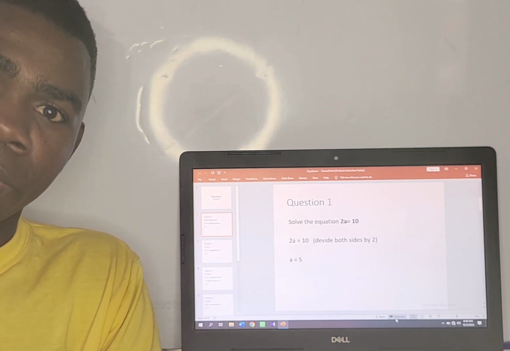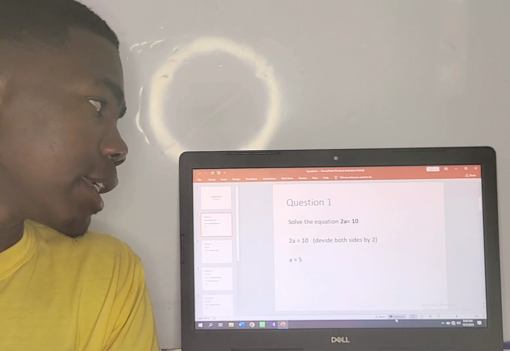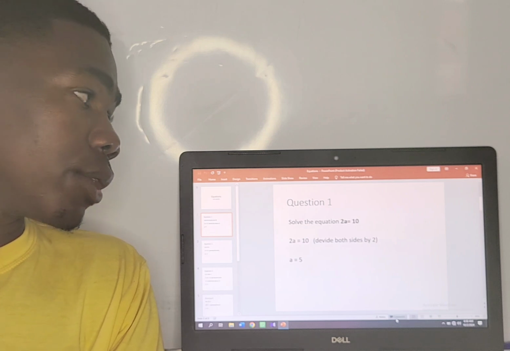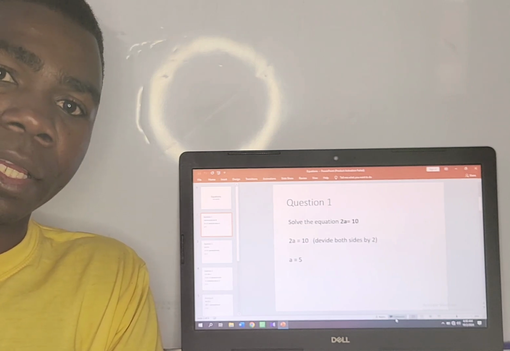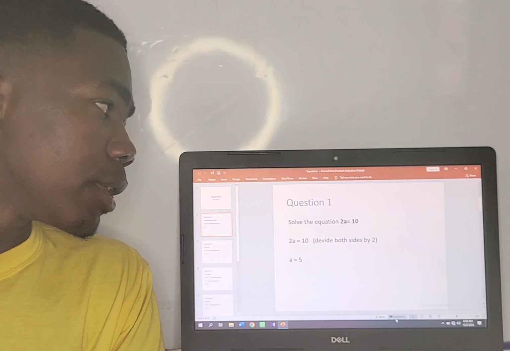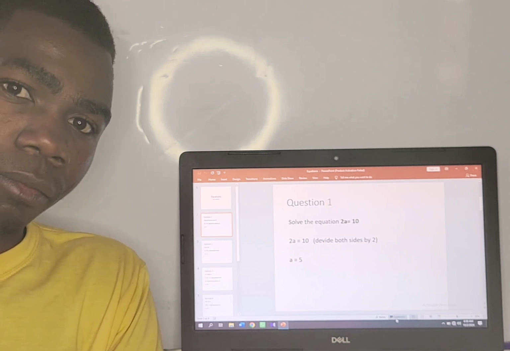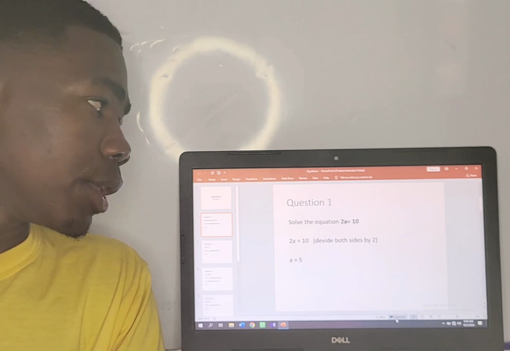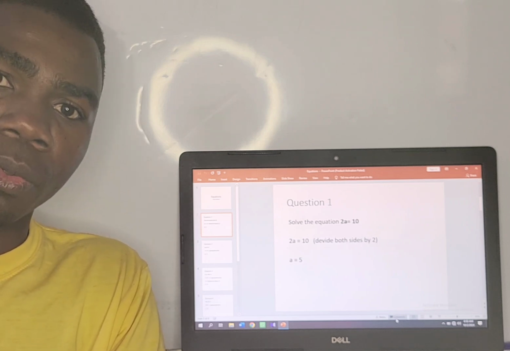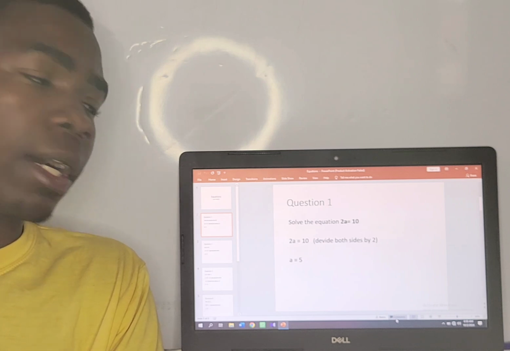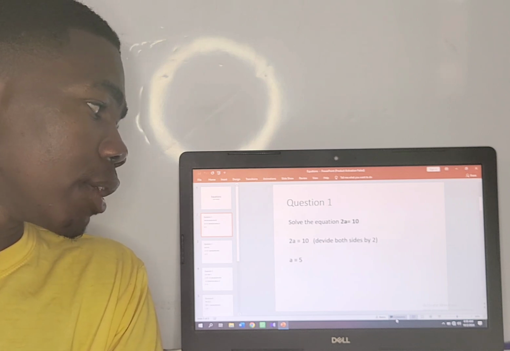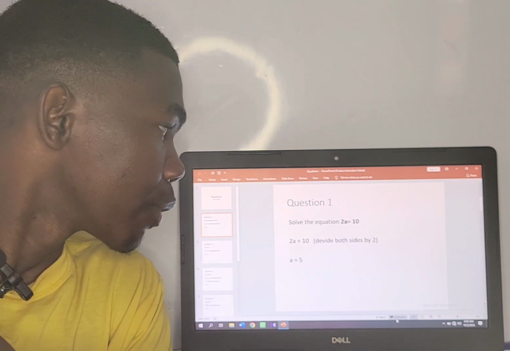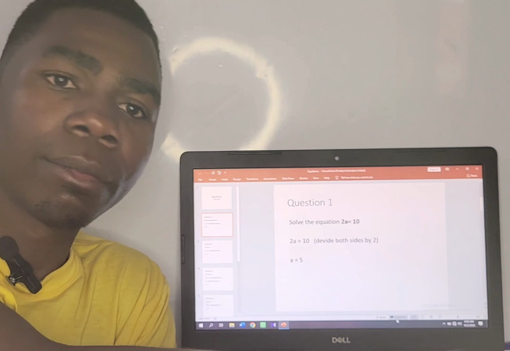For you to understand how to solve this linear equation, 2a equals 10, we want to find the value of a. Since we want to find the value of a, considering the left hand side, we divide both sides by 2 so that we make a the subject of formula. So we are saying a equals 5. So this is how to solve this problem. Let's move on.